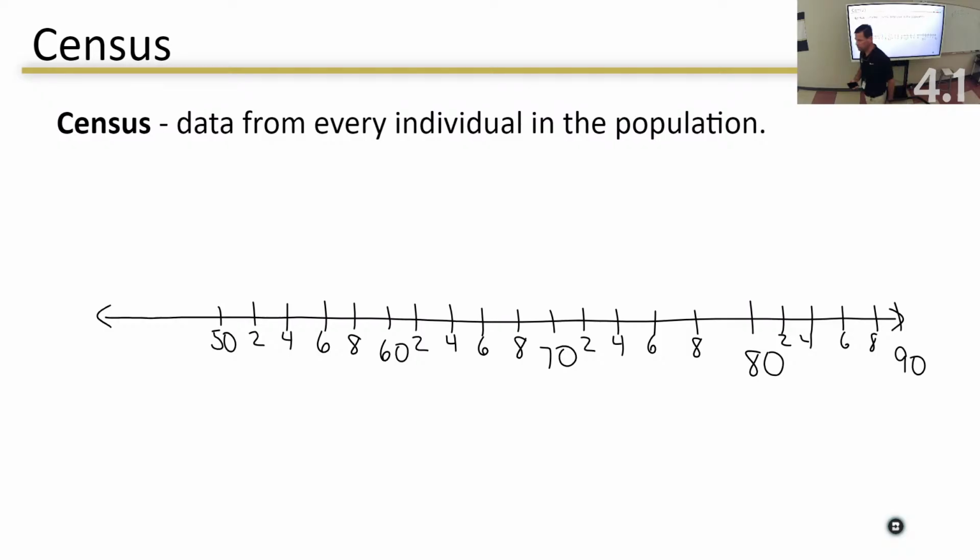10, 9, 8, 7, 6, 5, 4, 3, 2, 1. Okay, flip the paper over. Write your number on your blank. We're going to start right here, and you're going to tell me your number. What you got? 56. 56?